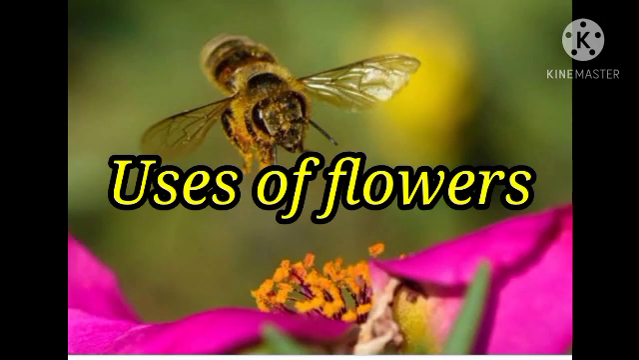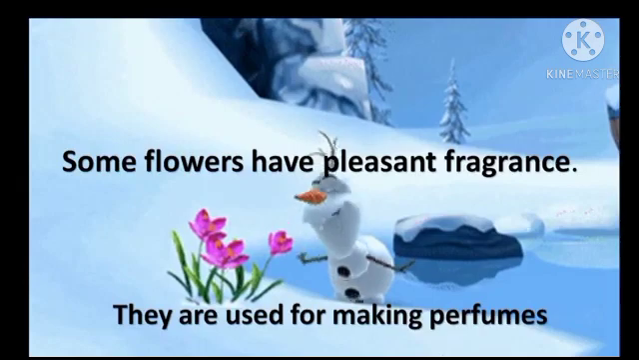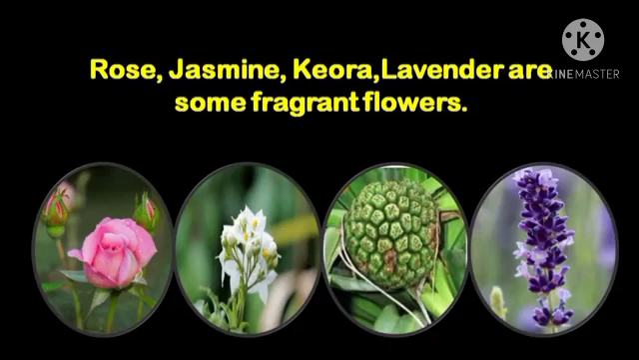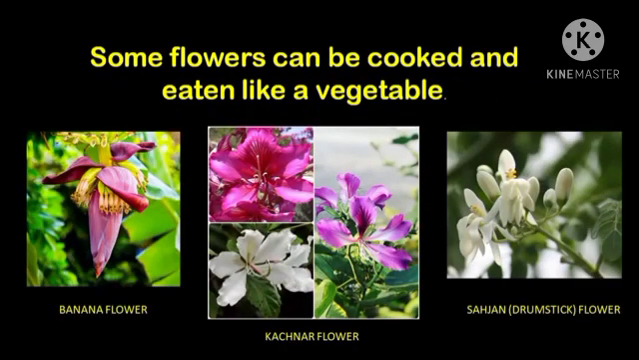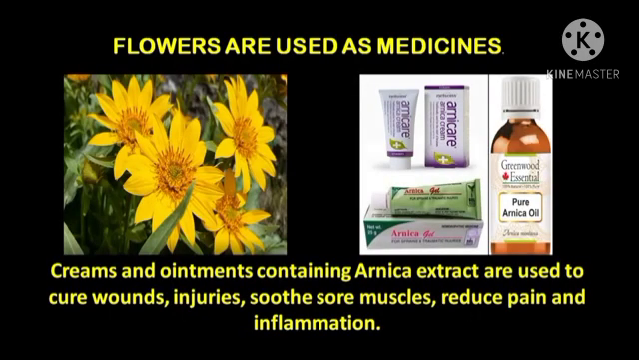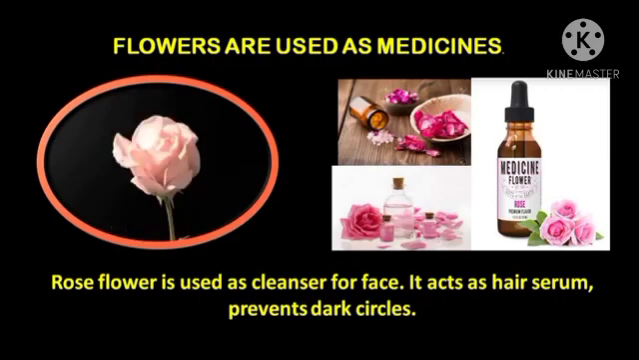Now we are going to learn about some uses of flowers. Some flowers have pleasant fragrance. They are used for making perfumes. Rose, jasmine, kiora, lavender are some fragrant flowers. Some flowers can be cooked and eaten like a vegetable, like banana flower, drumstick flower, etc. Flowers are used as medicines. The oil extracted from clove flower is used to cure toothache. Creams and ointments containing arnica extract are used to cure wounds, injuries, soothe sore muscles, etc. Rose flower is used as cleanser for face.